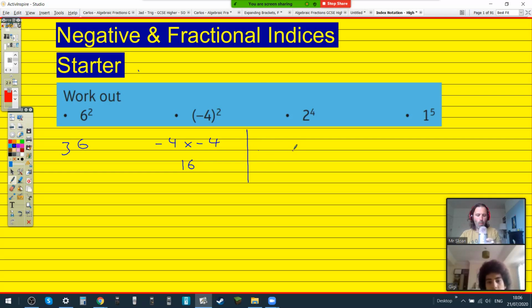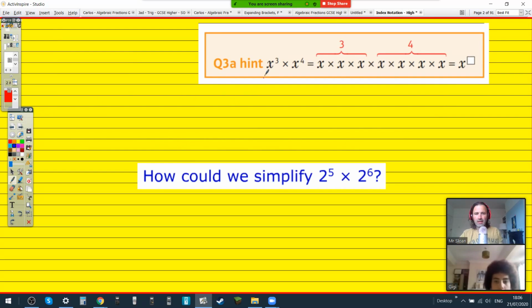Okay, next one. Yeah, 16 again. And last one. 1. That's it. Okay. Do you already know how you would do this one? X to the 3 times x to the 4. Yeah.